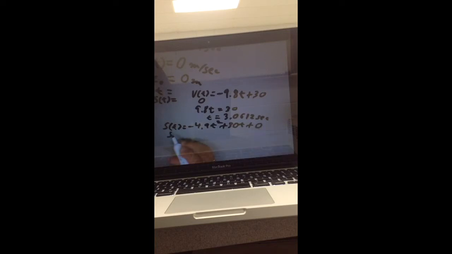Okay, so S of 3.0612 equals negative 4.9 times 3.0612 squared plus 30 times 3.0612. And when you do that arithmetic, what do you come up with as the answer? So he pops that ball up pretty high.